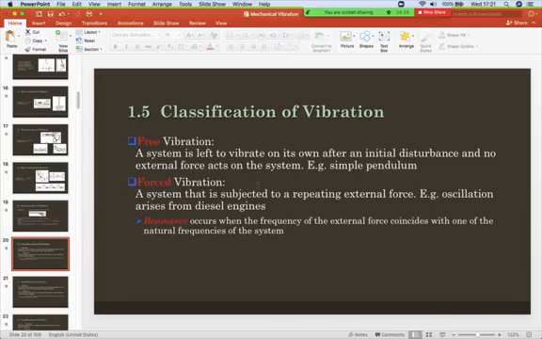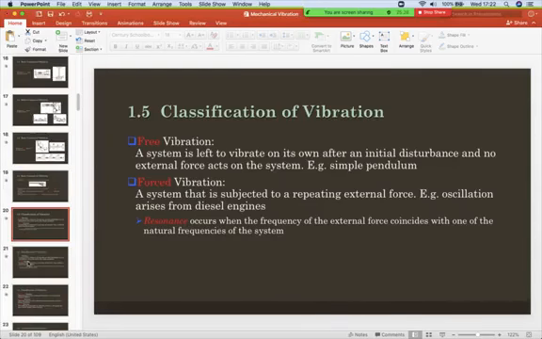But unlike that, forced vibration is subject to a repeating external force, like the oscillation that arises from the camshaft, the main shaft, oscillating. Resonance occurs if the frequency of the external force coincides with one of the natural frequencies. If there's a coincidence, meaning two of these are working with the same time interval, it's called resonance. The frequency coincides with one another.